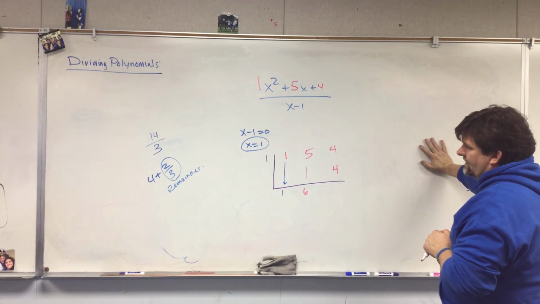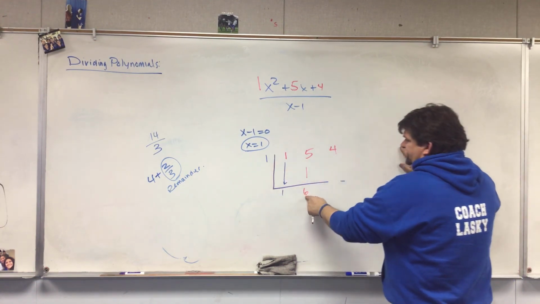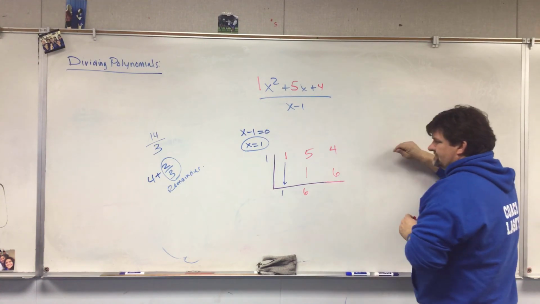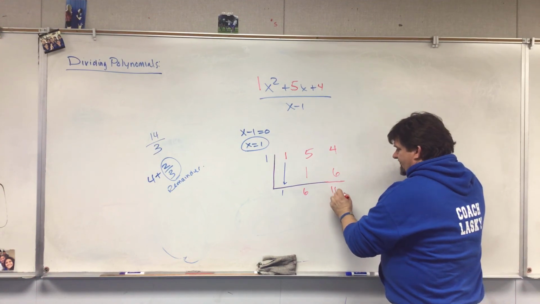Is that going to work out right? I hope so. 1 times 6 is 6. Add down the column. We get 10.